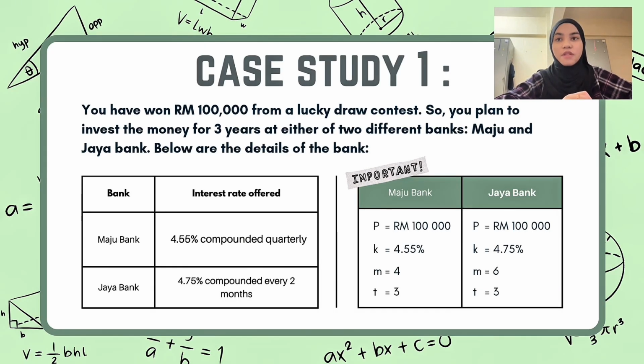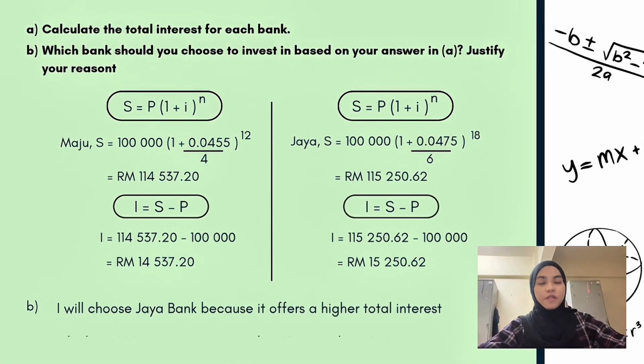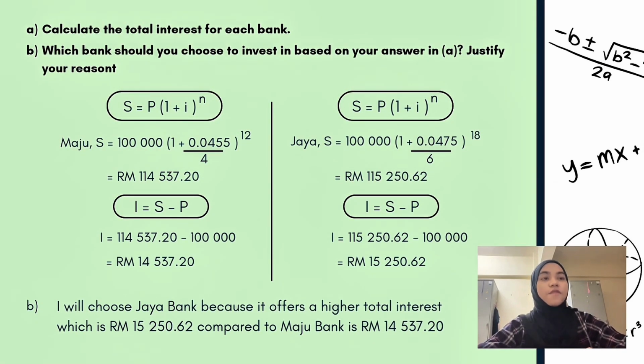There is important information for Maju Bank and Jaya Bank. For Maju Bank, the principal is 100,000 ringgit, same with Jaya Bank, and the interest rate is 4.55% compounded quarterly, so m is 4 times per year, and the time is 3 years, same with Jaya Bank. And for Jaya Bank, the interest rate is 4.75% and compounded every 2 months, so m is 6 times per year. Question A is, calculate the total interest for each bank.